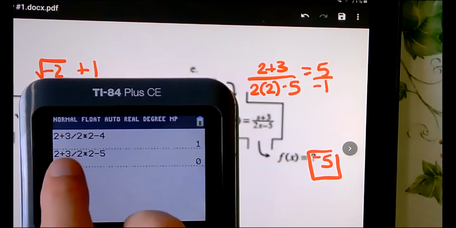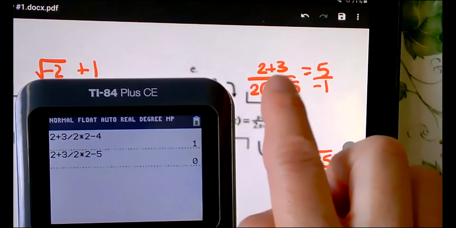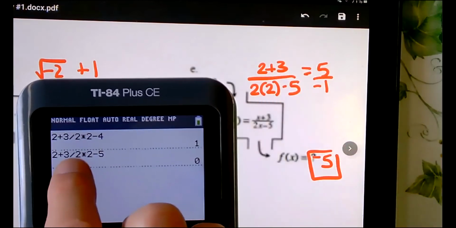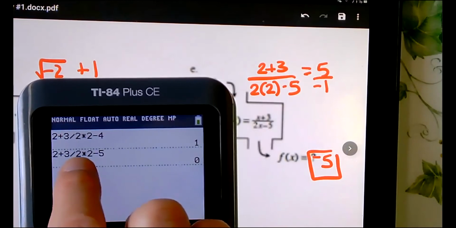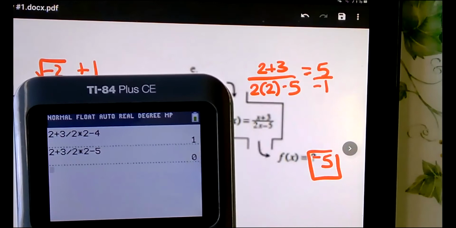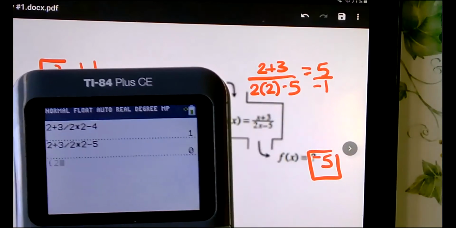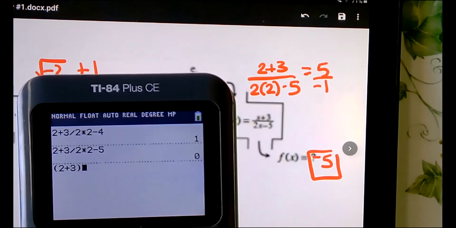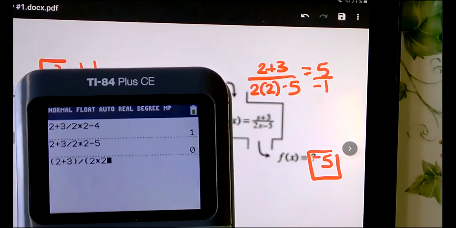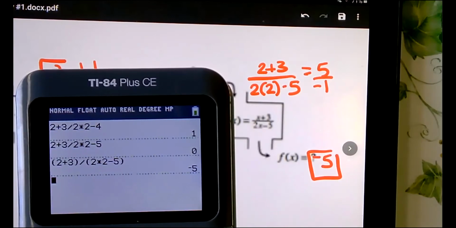Because what my calculator does, it does order of operations. So we want the 2 plus 3 to be added first. It is going to first do this division, okay? And then take that answer and times it by 2, and then add it to 2 and minus 5. So if I want to do this on my calculator, I need parentheses around the top, 2 plus 3, divided by, and then I need parentheses around the bottom, 2 times 2 minus 5. And you see I get my -5.